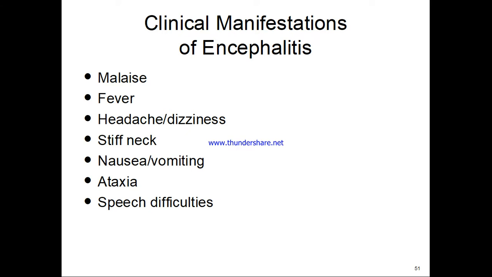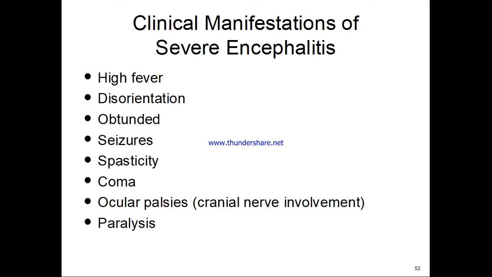Clinical manifestations of encephalitis are malaise, fever, headache and dizziness, stiff neck, nausea, vomiting, ataxia, which is altered gait, and speech difficulties. Signs that the encephalitis is severe include high fever, disorientation, obtunded level of consciousness, seizures, muscle spasms, spasticity, coma, cranial nerve involvement with eye palsies, and paralysis.